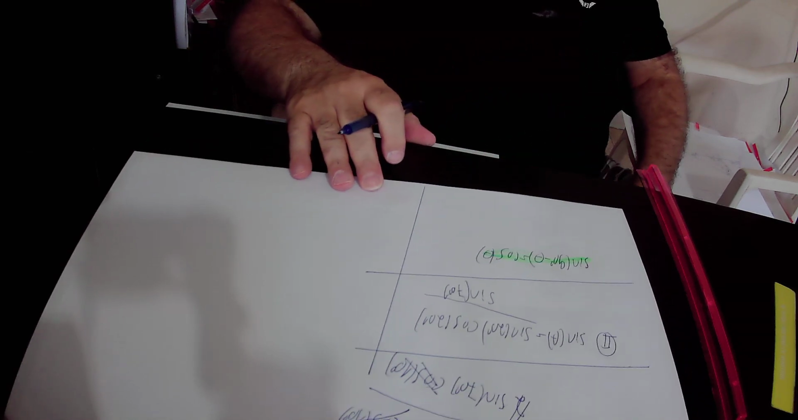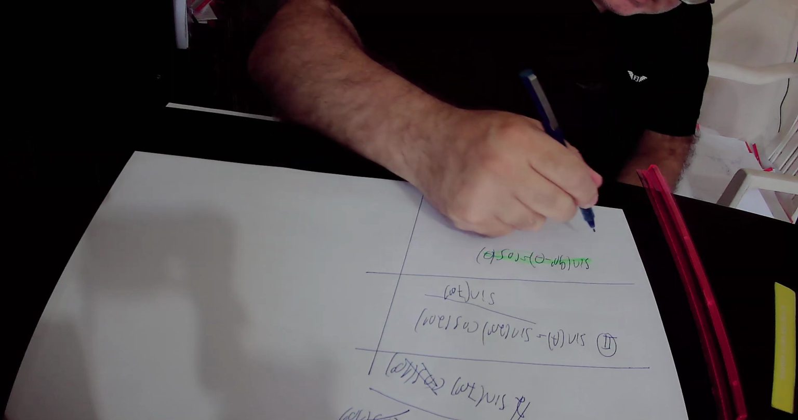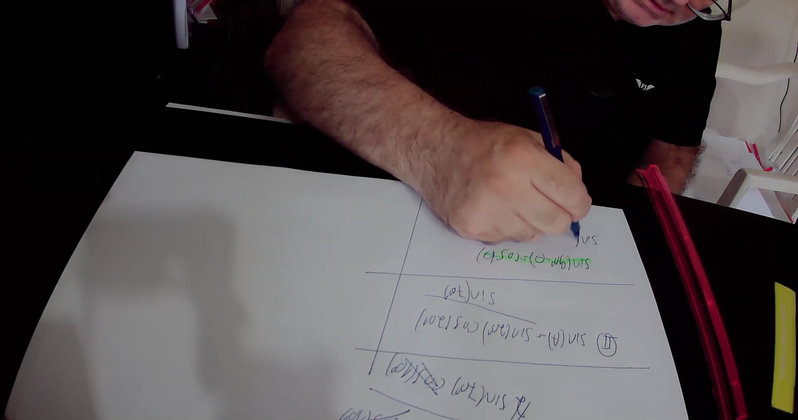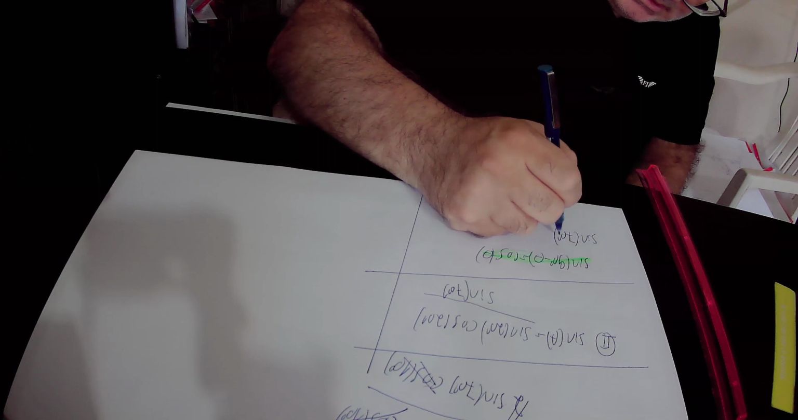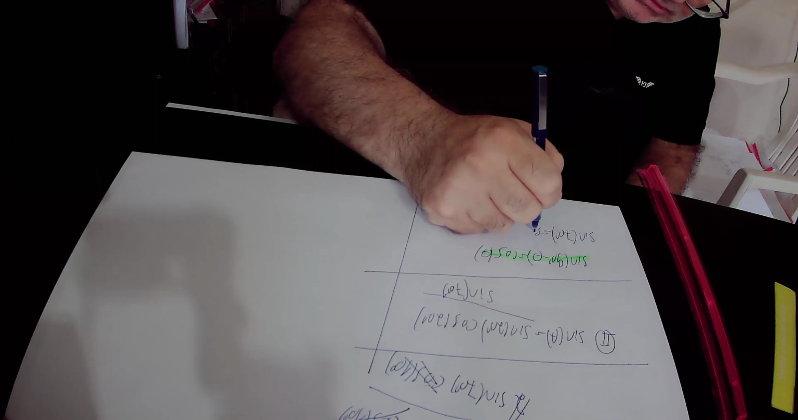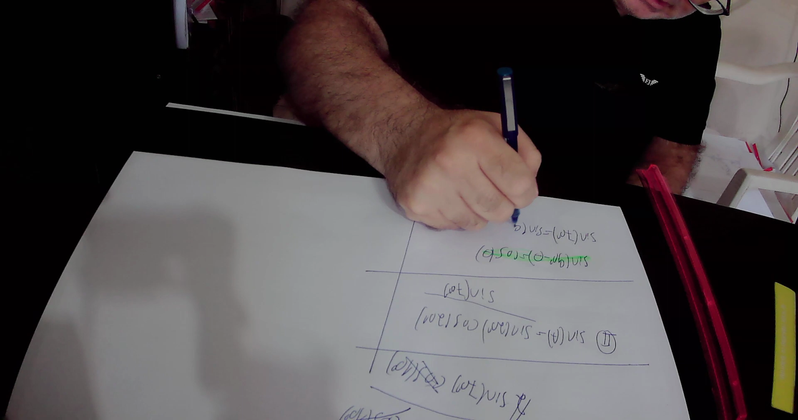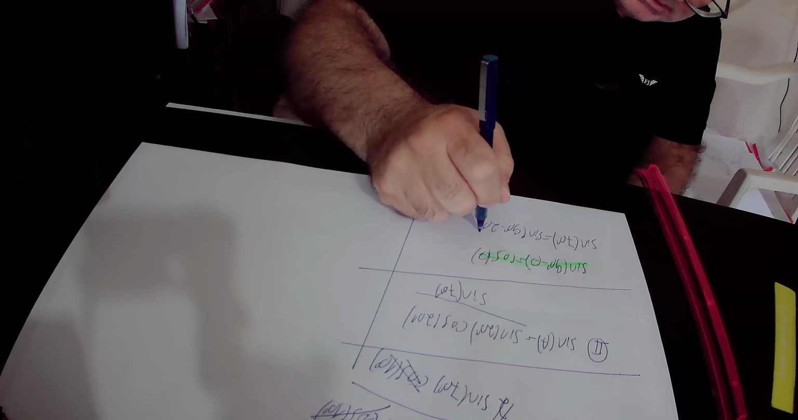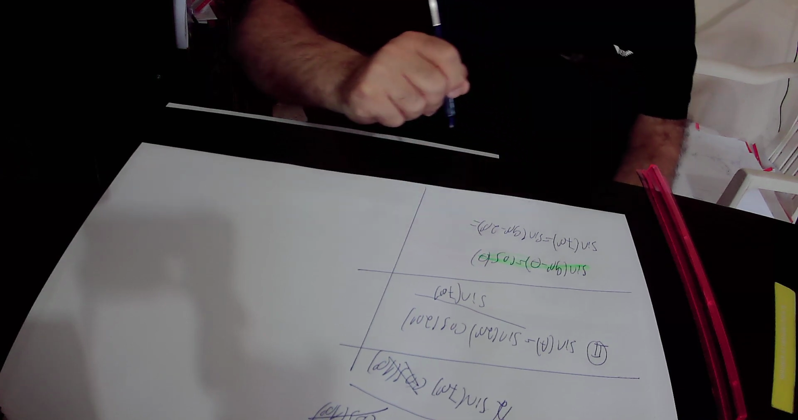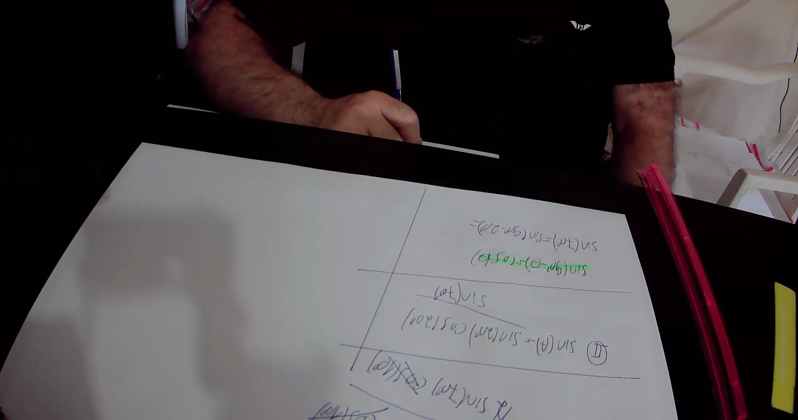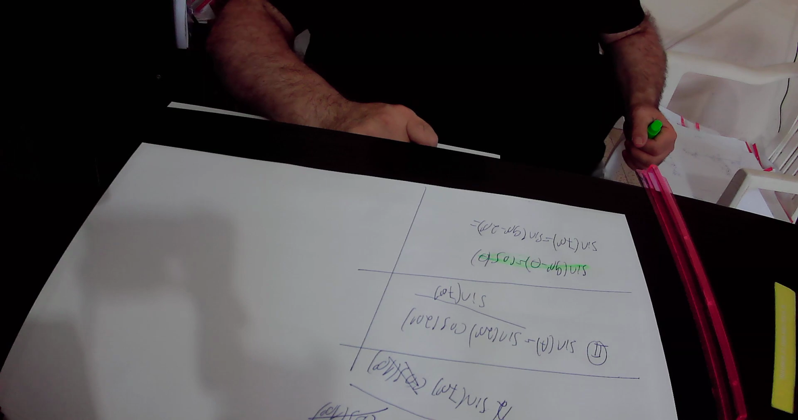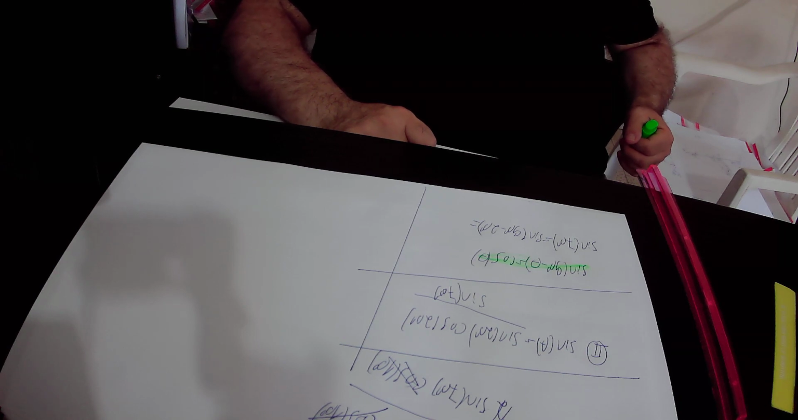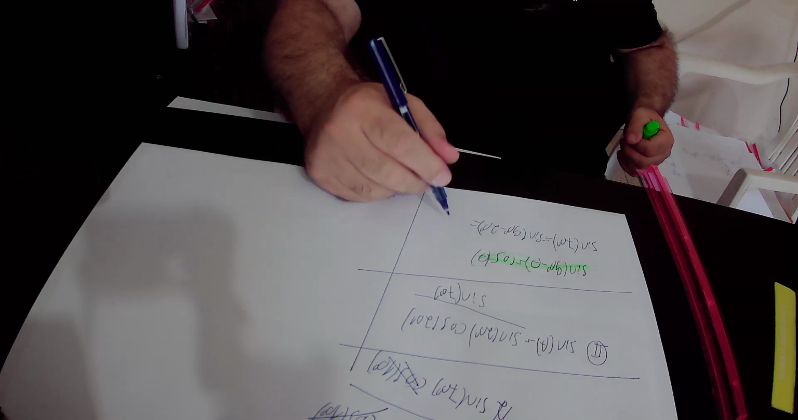So here we'll get that sine 70 degrees is actually equal to sine of 90 degrees minus 20 degrees. And according to the trigonometric identity that sine of 90 degrees minus theta equals cosine theta, sine of 90 degrees minus 20 degrees will be equal to cosine 20 degrees.